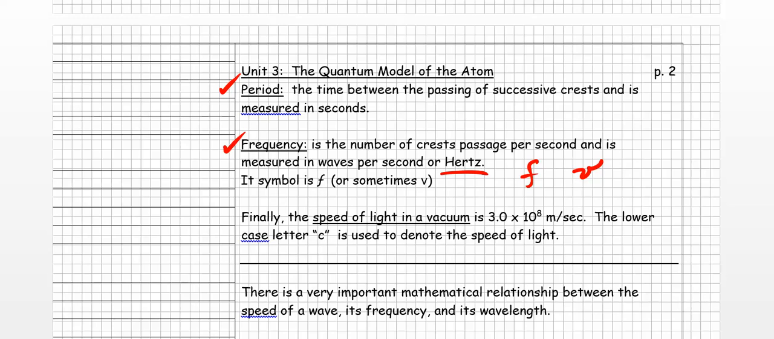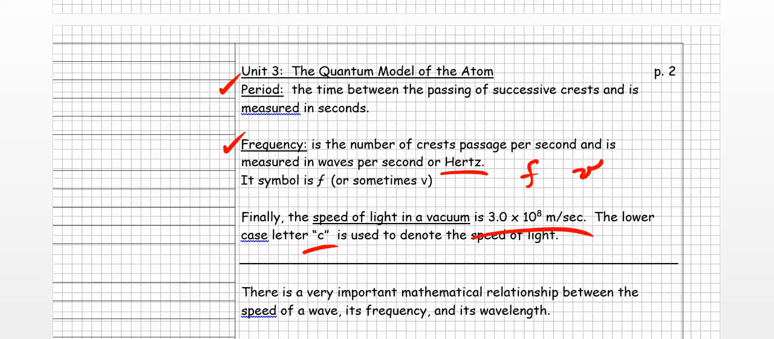And finally, we need to know the speed of light. In a vacuum, it's 3.0 times 10 to the 8th meters per second. The lowercase c is used to denote the speed of light. So that's the speed with which light travels in a vacuum, 3.0 times 10 to the 8th meters per second, and again, it's often denoted with the letter c.